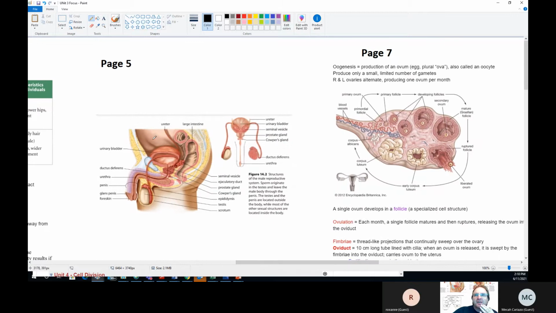So here we've got the male anatomy. Page 7 zooms in right on the ovary, because the ovaries are incredibly important. The ovary is analogous, or similar, to the testes. The testes are sperm production. The ovary is egg production. Ultimately, you need to know those 2 key facts for comparing male and female.